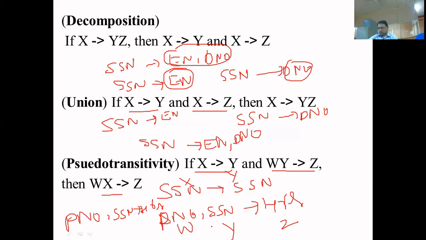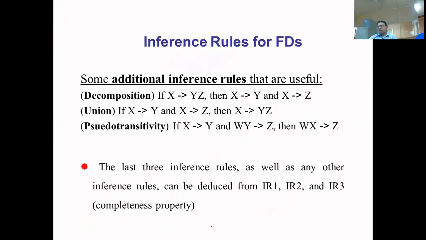So these are the 6 inference rules. As I told, the last 3 inference rules as well as other inference rules can be used to deduce other functional dependencies. IR1 to IR3 are called sound and complete inference rules, also called Armstrong's inference rules. Sound in the sense that, given a set of functional dependencies F, any dependency that we can infer from F by using IR1 through IR3 holds in every relation state that satisfies the dependencies in F. That means all the functional dependencies hold on every relation state.